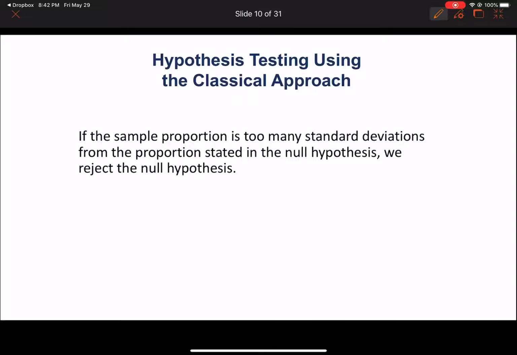So for our hypothesis test using the classical approach, if a sample proportion is too many standard deviations from the proportion stated in the null hypothesis, we are going to reject the null hypothesis. Now, we are not going to be just sticking to two standard deviations away from our mean, though, and I'm going to talk about that in just a second.